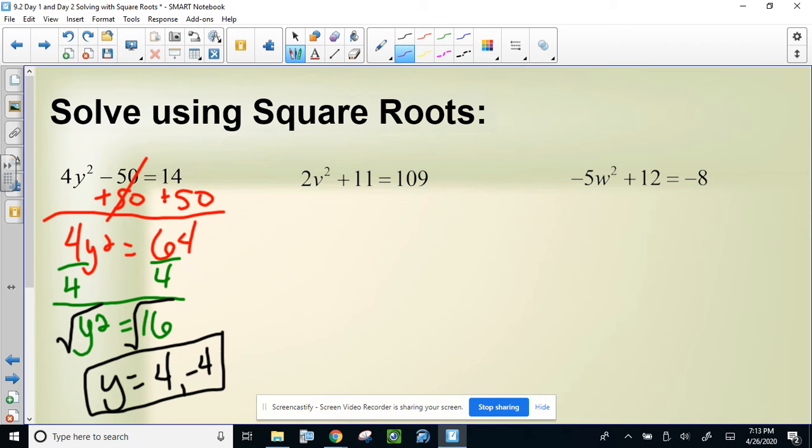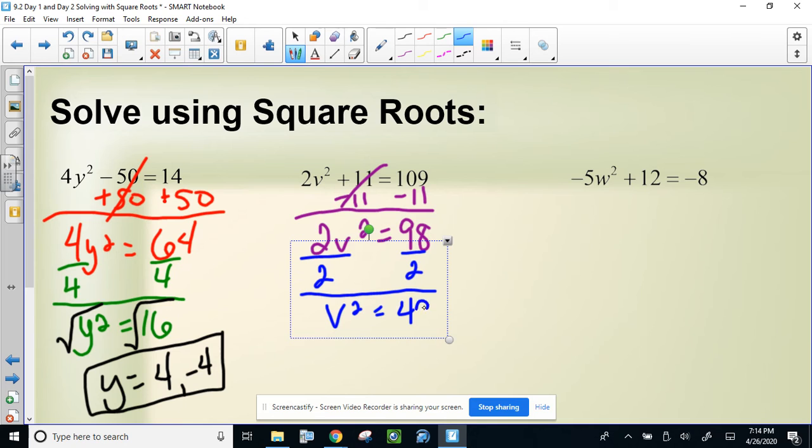So here, another one, we're trying to get our variable by itself. So we're going to undo the order of operations. So we need to undo addition and subtraction first. So we're going to undo the plus 11. So 109 minus 11 would give me 98. And then I'm going to undo my multiplication by using division.